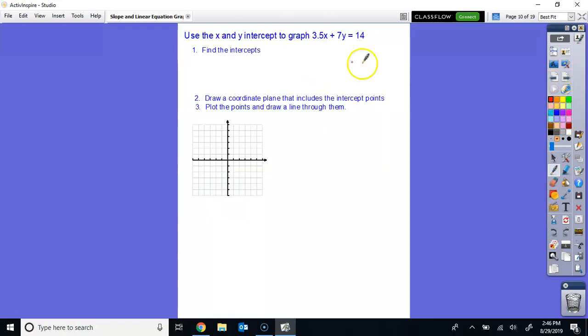So take a look at another quick example right here. To save a bit of time, I'm going to plug in 0 for y to find my x-intercept. If you divide by 3.5, you're going to get x is equal to 4. That means (4, 0) would be my x-intercept.